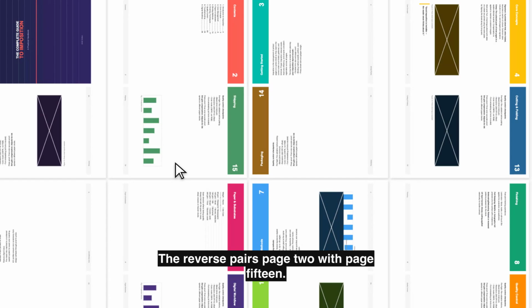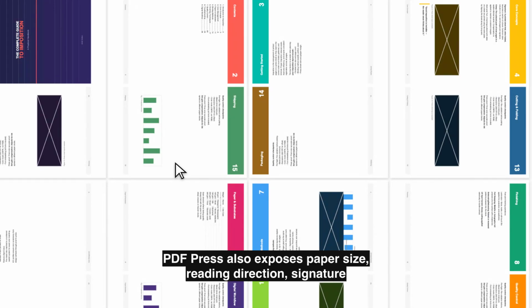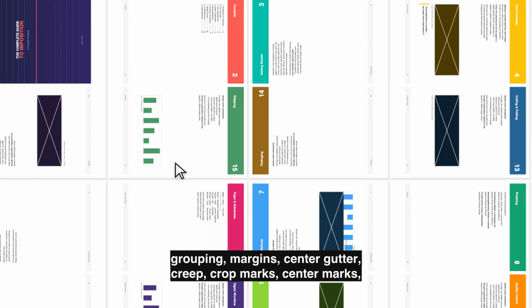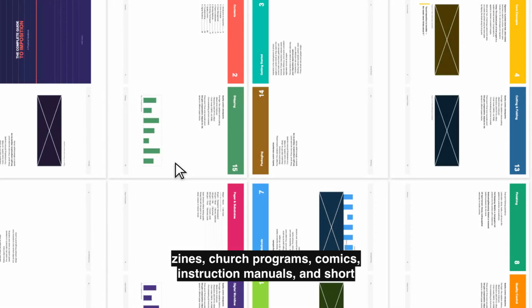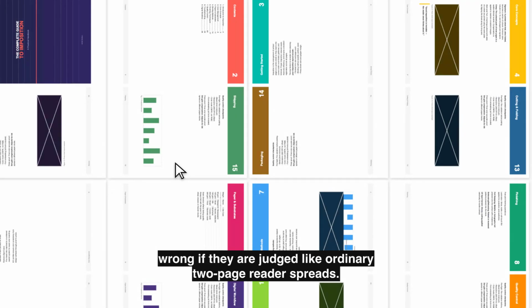PDF Press also exposes paper size, reading direction, signature grouping, margins, center gutter, creep, crop marks, center marks, bleed, and output rotation. That makes the booklet tool useful for zines, church programs, comics, instruction manuals, and short magazines. A live preview is essential here because booklet spreads look wrong if they are judged like ordinary 2-page reader spreads.